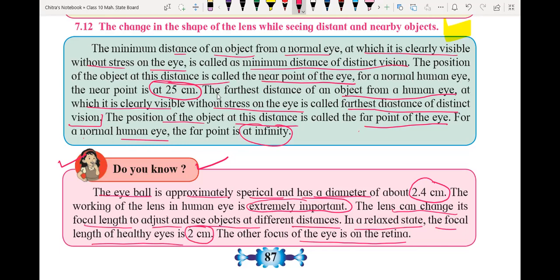Okay, so we have two important points here. One is that the diameter of the human eye is about 2.4 centimeter, and in the relaxed condition, the focal length of the eye lens is about 2 centimeter. Okay, everyone, take a screenshot of that.